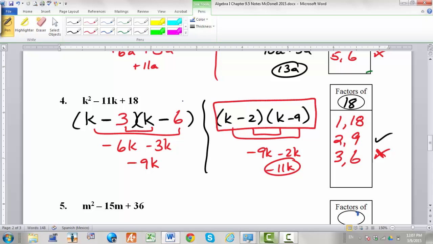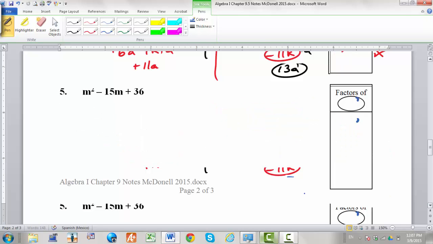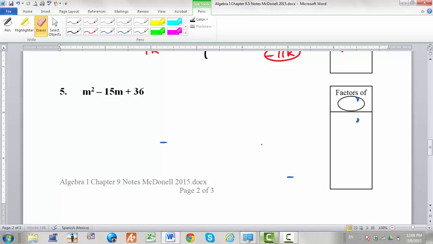Moving down, as we're looking at our next problem, we have to consider what we're going to have. We have m squared minus 15m plus 36. Let me erase a couple of these little spots here. I'm not sure why they came up. We have a positive at the back end, but we have a negative in the middle. That means we're going to have m minus and m minus. Two negatives multiply to a positive, but add to a negative.